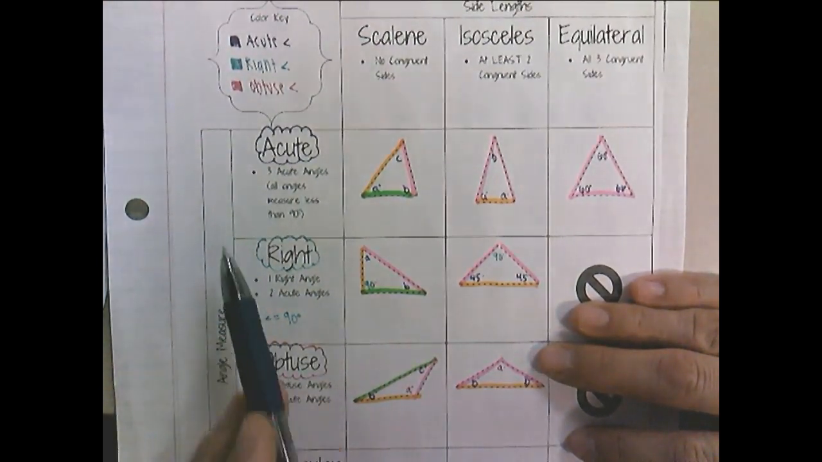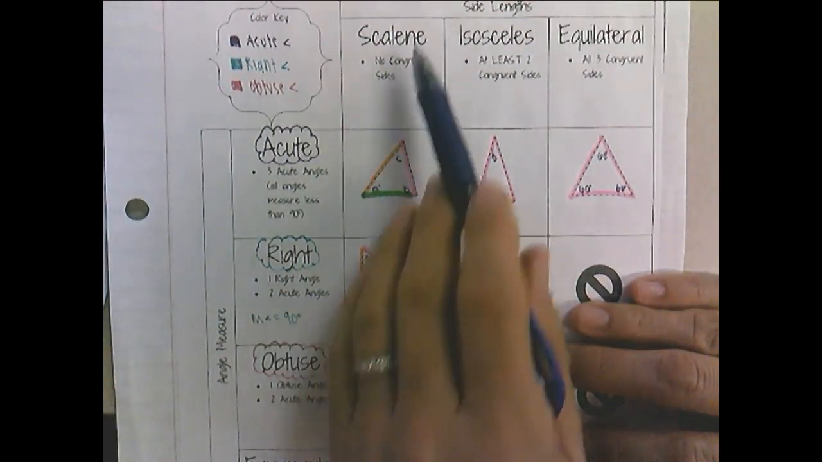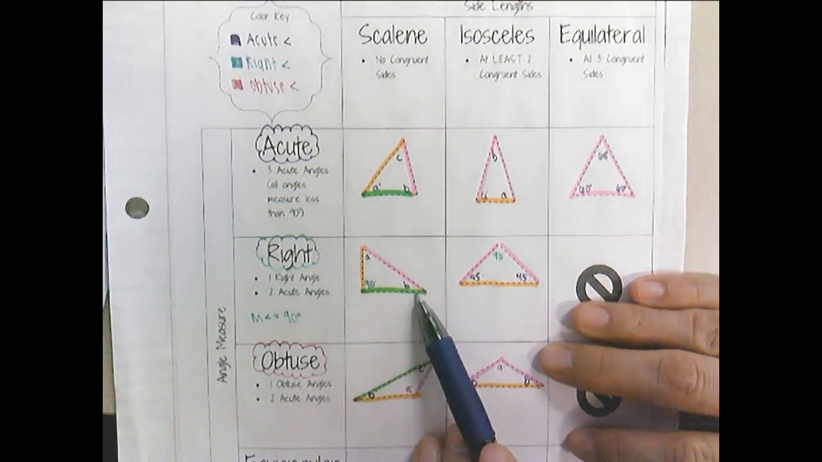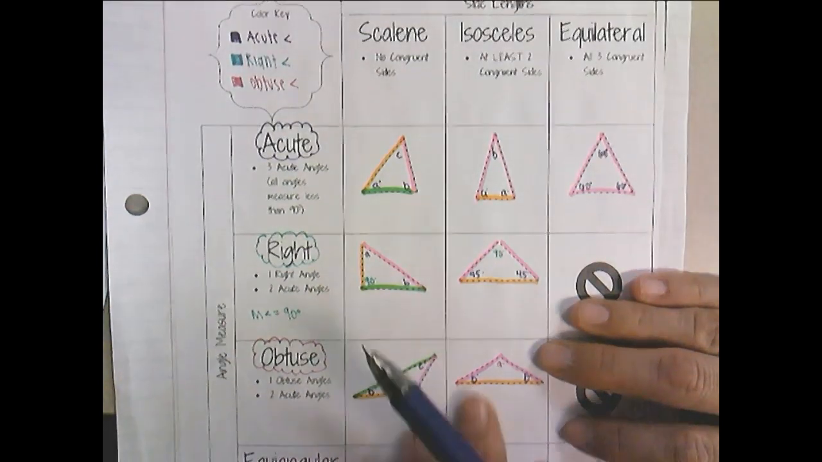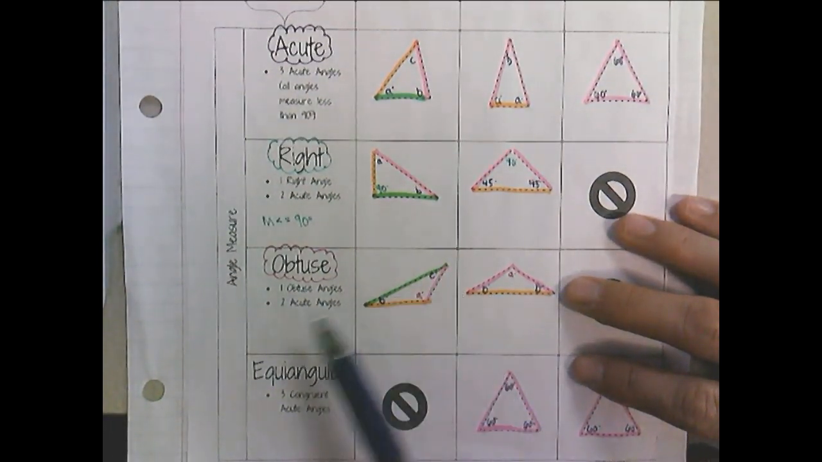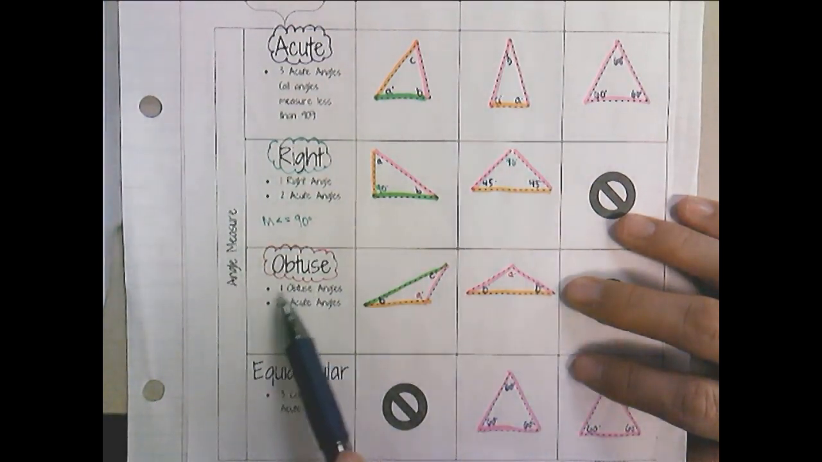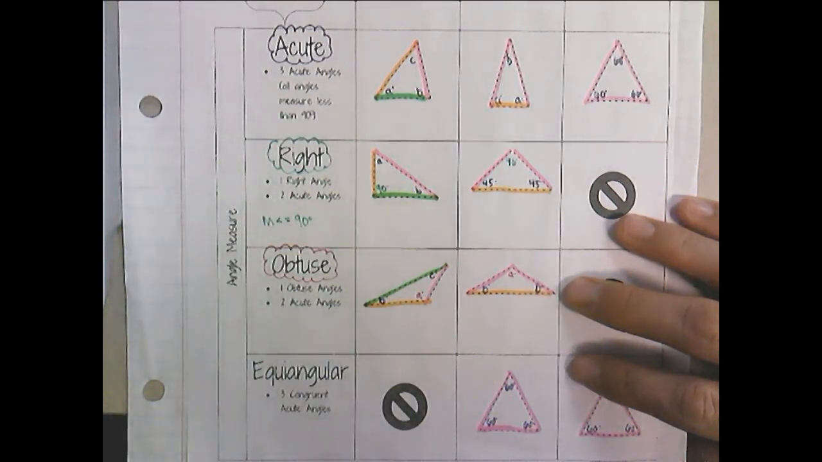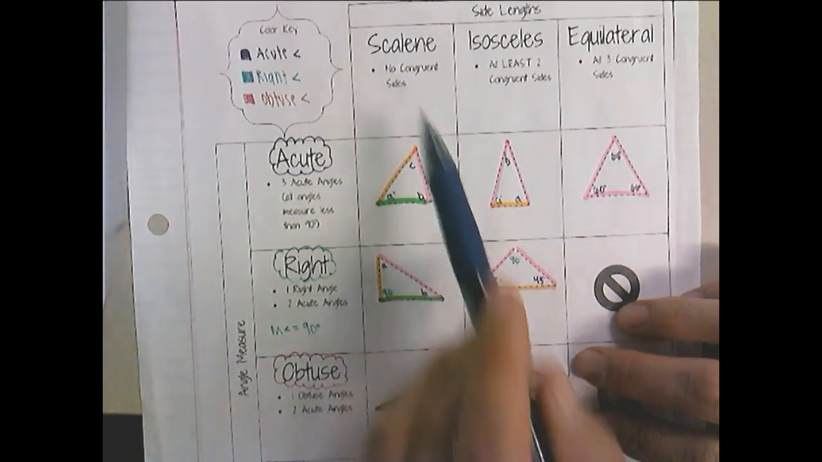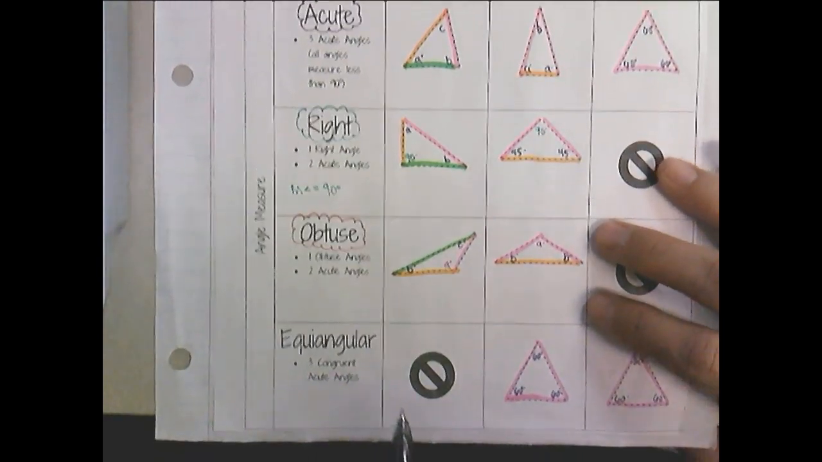You can have a right scalene triangle where you'll have one right angle and then two acute angles. And then you can have an obtuse triangle where you'll have one obtuse angle and two acute angles. Equiangular, all three congruent angles, that's not going to happen in a scalene since none of the sides are congruent. None of the angles can be either.